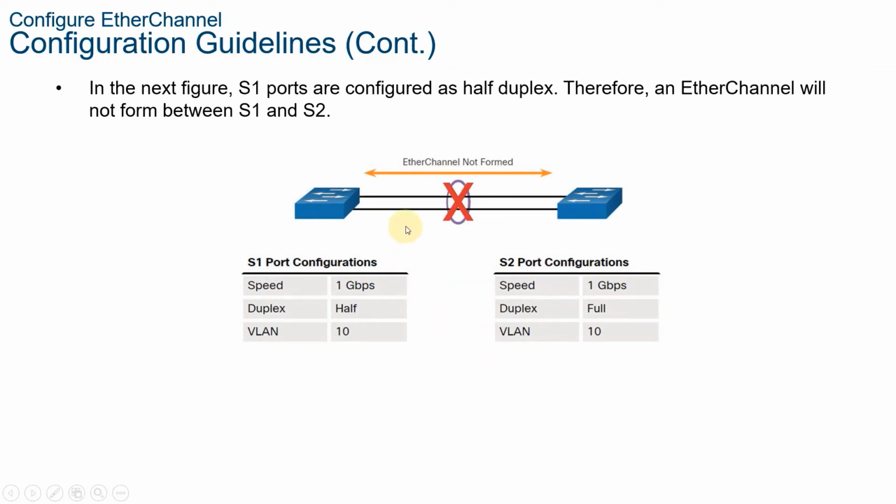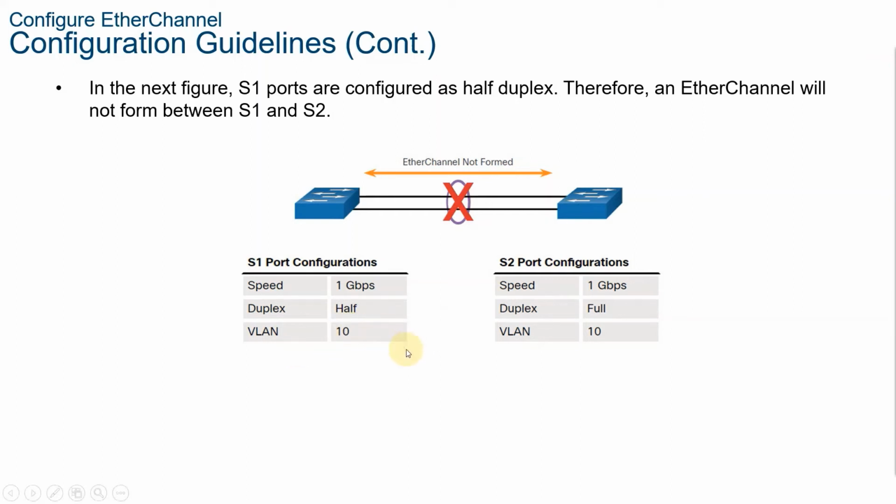In the next figure, S1 ports are configured as half duplex. Therefore, an EtherChannel will not form between switch 1 and switch 2. An EtherChannel is not formed when the configuration settings are different on each switch. If these settings must be changed, configure them in port channel interface configuration mode.